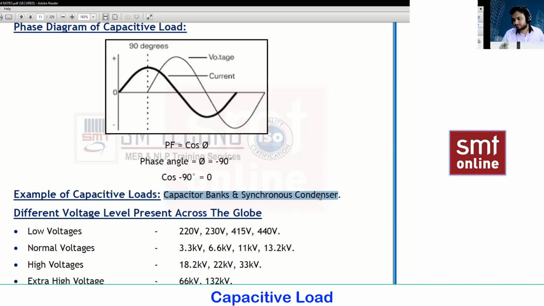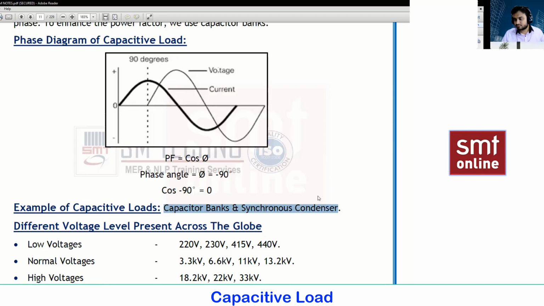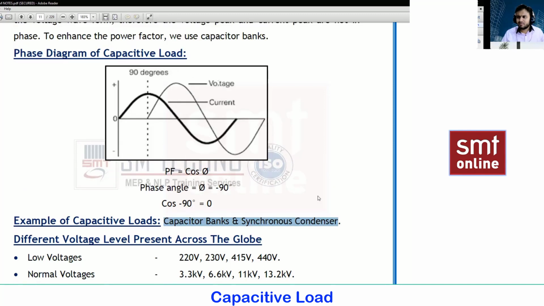Sir, please say again why you put minus 90, negative. See, this is the first quadrant. This is the second quadrant. This is the third quadrant. This is the fourth quadrant. So this will be the minus region for you. It is basic trigonometry. So this is the main concept of your capacitive load.